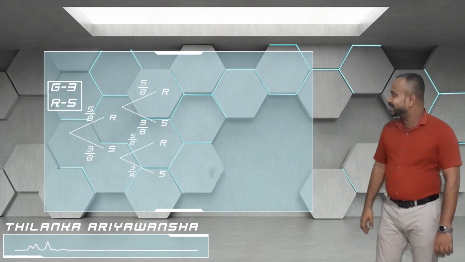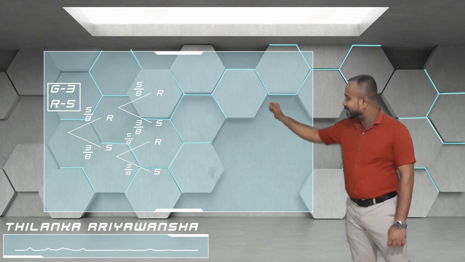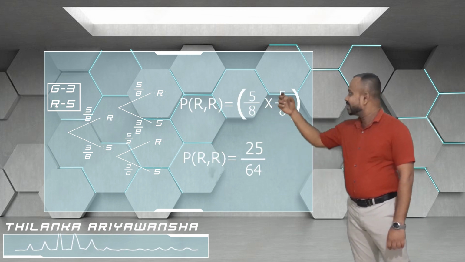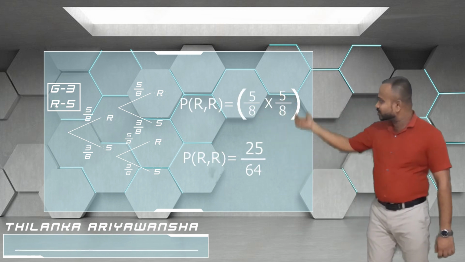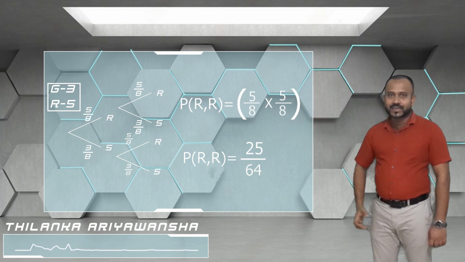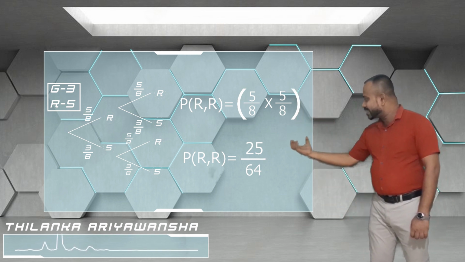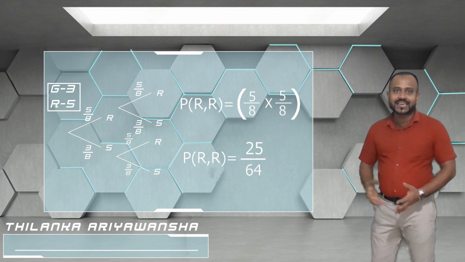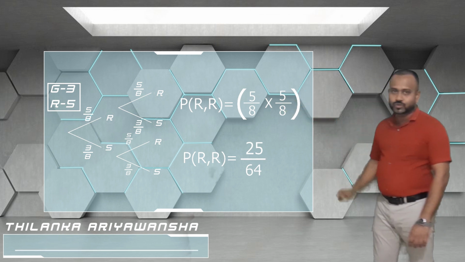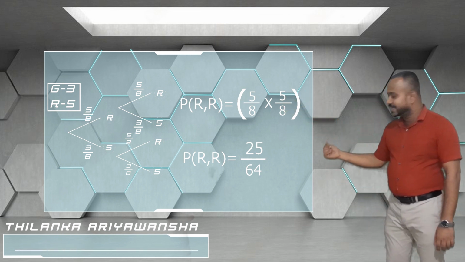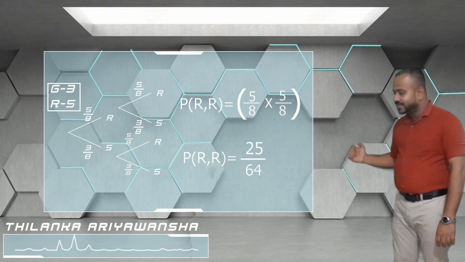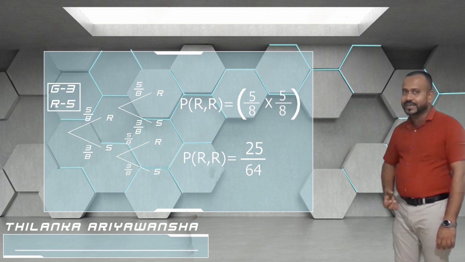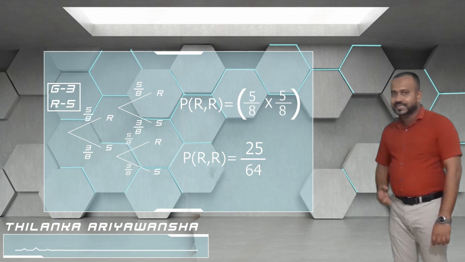Now you can see here when we are coming here, we have red. The probability is 5 over 8. Here also we have 5 over 8. The probability of getting red beads both times we can calculate by multiplying these two: 5 over 8 times 5 over 8. Then we are getting the probability of getting red beads both times.